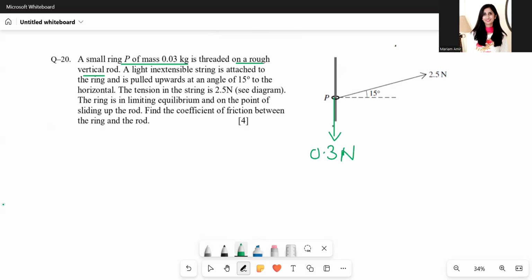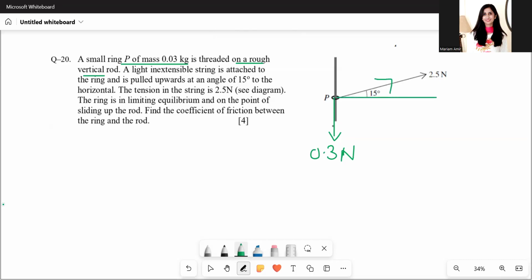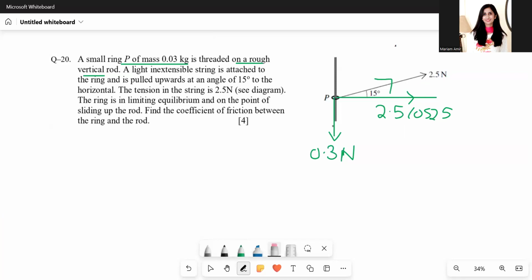It says it's a rough rod, so that means there's going to be friction on the rod somewhere, either upwards or downwards, depending on the direction of motion. A light inextensible string is attached to the ring and is pulled upwards at an angle of 50 degrees. Okay, the tension is away from the mass, so it's in this direction. I'm resolving its component. This one is going to be the adjacent component, so it's going to be the cos component, 2.5 cos 50. And this one is going to be the opposite component, which is always the sine component. So upwards, it's going to be 2.5 sine 50.